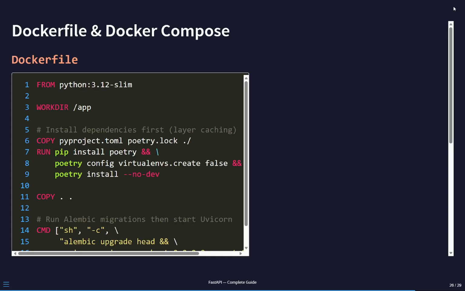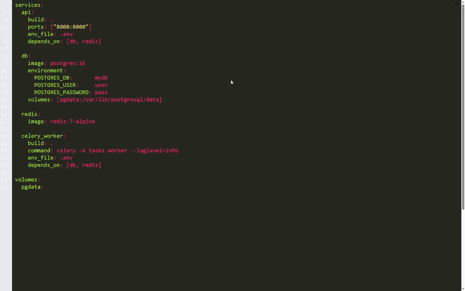Click. The Docker Compose file wires up the full local stack in one YAML file. The API service builds from the Dockerfile and maps port 8000. DB runs official PostgreSQL. Redis runs official Redis Alpine, small and efficient. Celery_worker uses the same application image, but overrides the command to run the Celery worker process. Depends_on ensures the database and Redis start before the API.